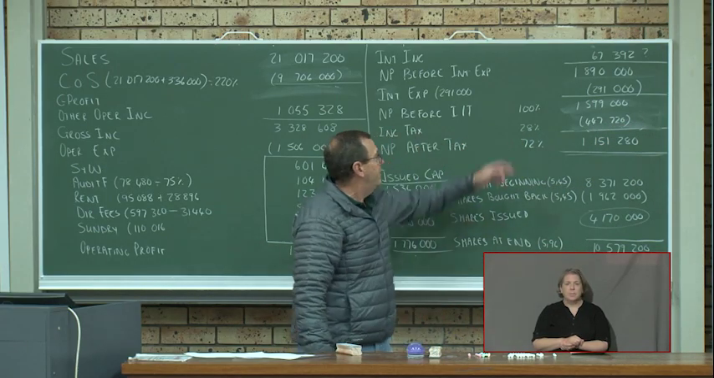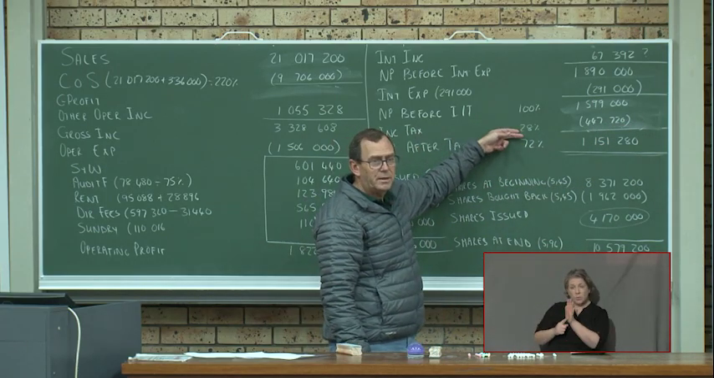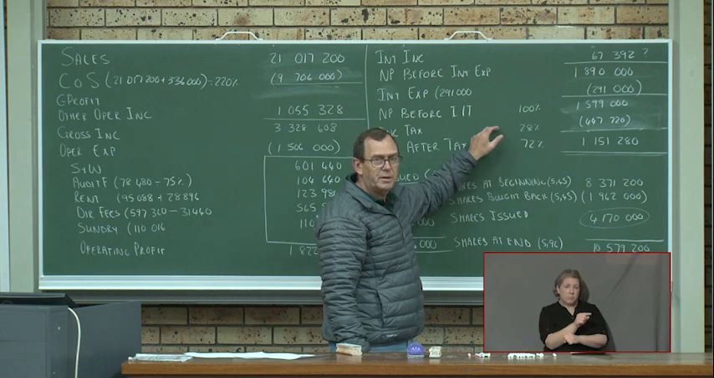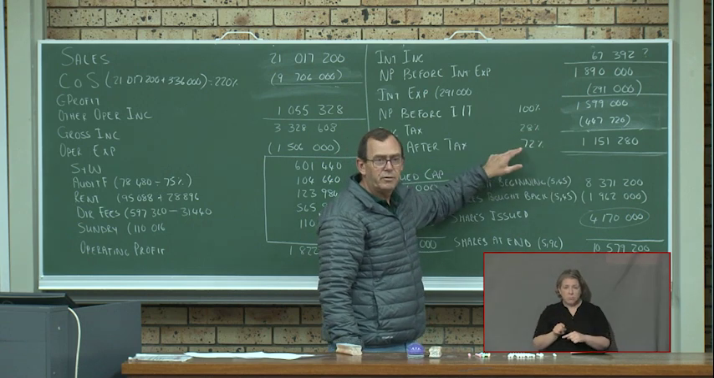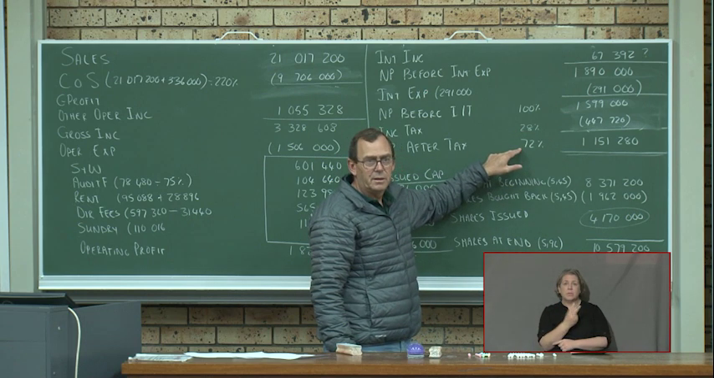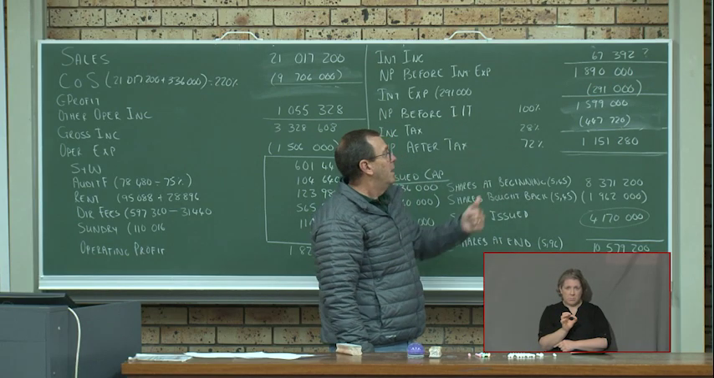So remember, if they give you that one, you multiply by 28. If they give you this one, you divide by 28. If they give you that one, you divide by 72%. And then you will always get it right.